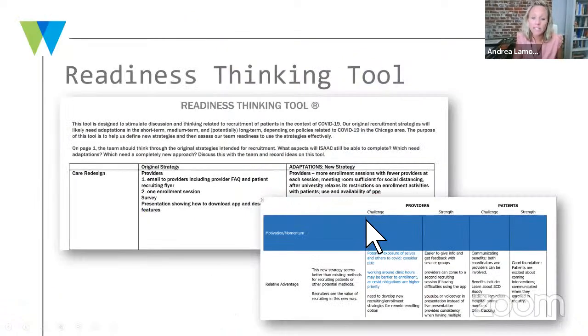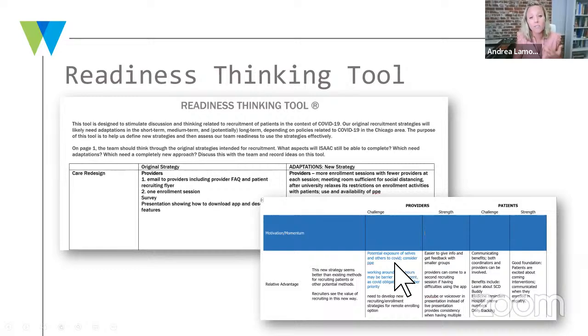So this was the readiness thinking tool that we went through. It's obviously much longer than this. These are just snapshots, but you could see that for all of the different interventions in Isaac, MESH included, we looked at each of the subcomponent indicators, and we talked about, for providers, what challenges may arise and what strengths we see related to this subcomponent. And the same from the patient's perspective. And we elicited some feedback from our patient advisors as well.